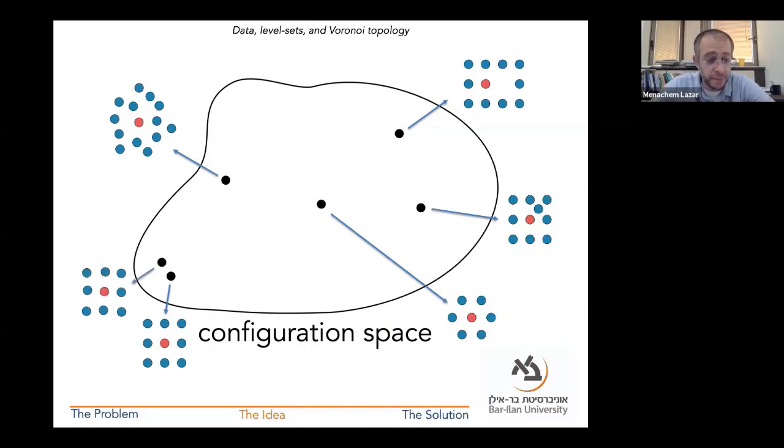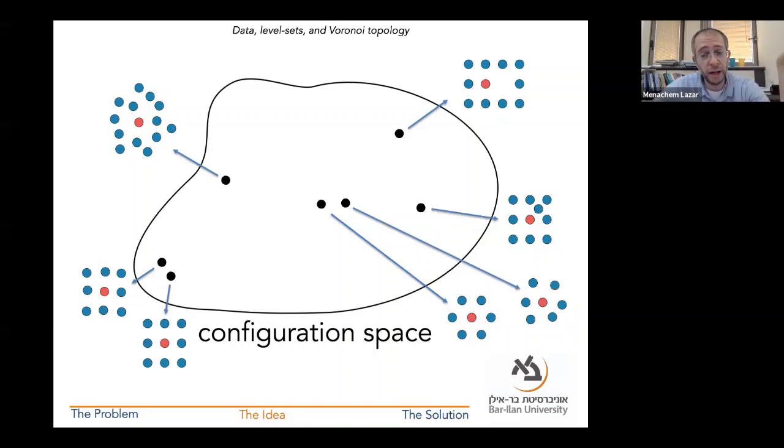And on the bottom left now, I sort of perturbed the particles a little bit, the neighbors in this square lattice, and that corresponds in some sense to a perturbation in this configuration space. The same here for these hexagonally packed crystals. Okay, so that's the configuration space.